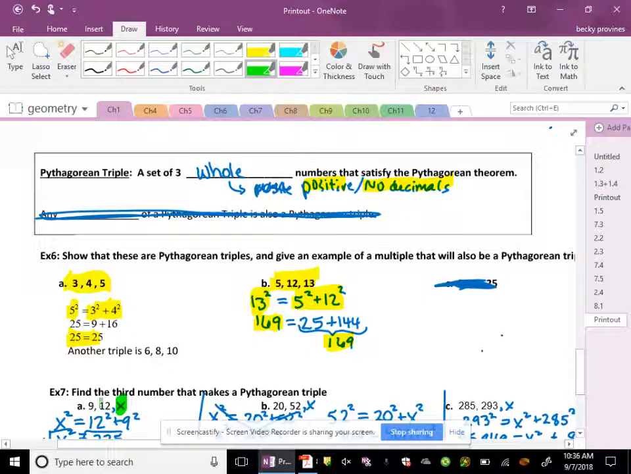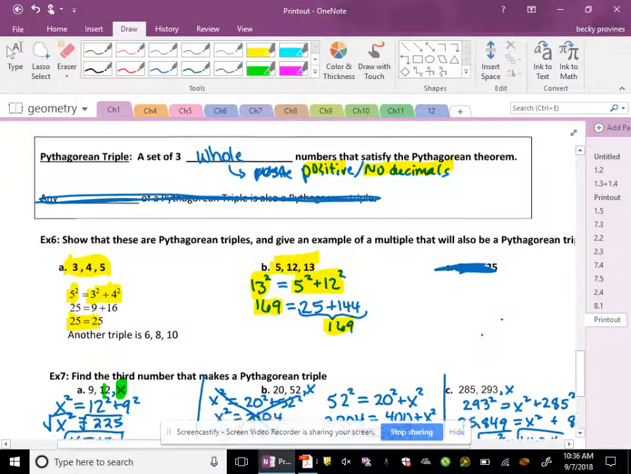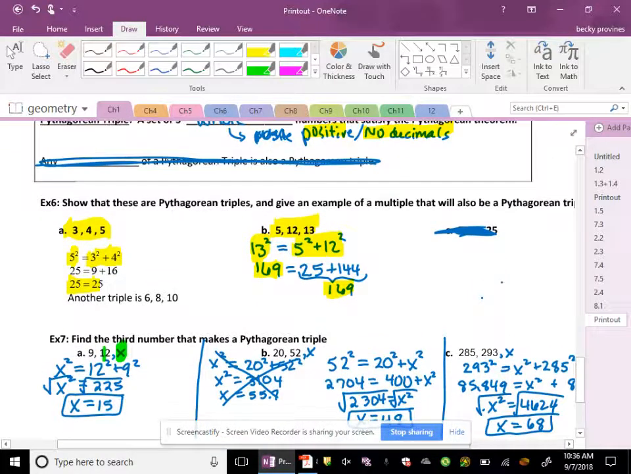So 12 might be the biggest side. It might be. Or X, the side we don't know, might be the biggest side. So when I tried this, I just randomly picked a side. I said, okay, X is the biggest side, I hope. And so then I picked the 2 other sides as my legs. You know it works if it works out to a whole number. And it did. So I know the third number has to be a 15.